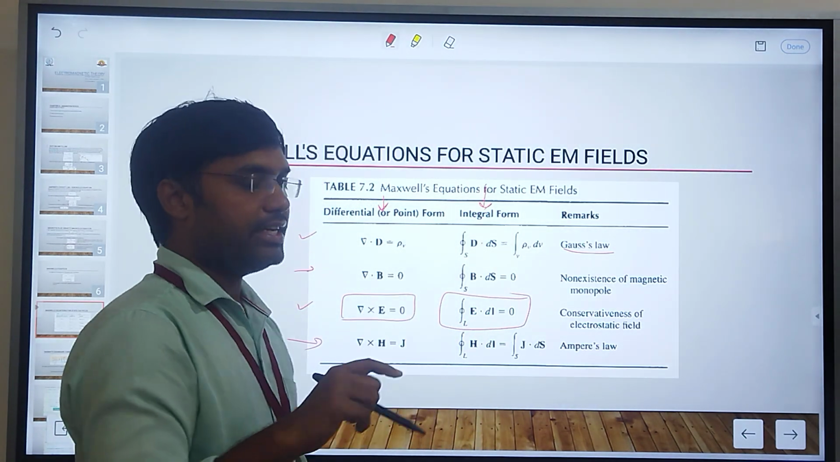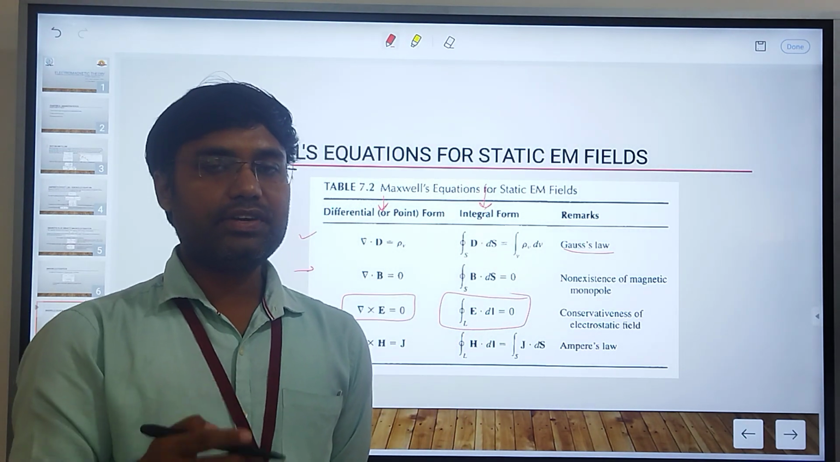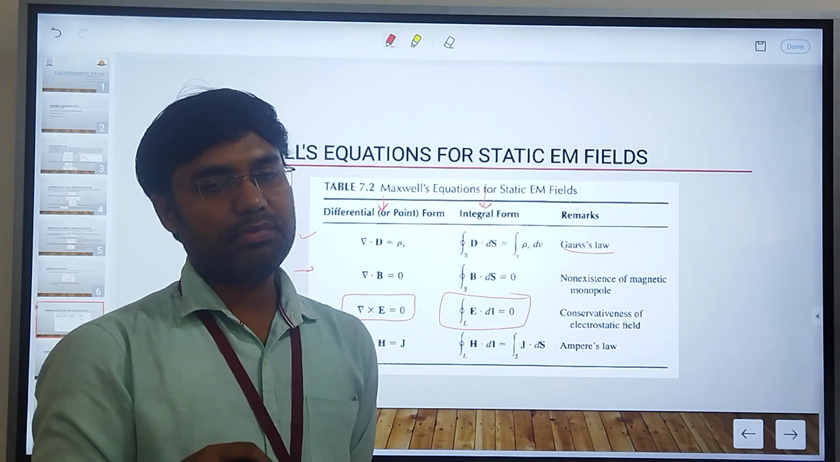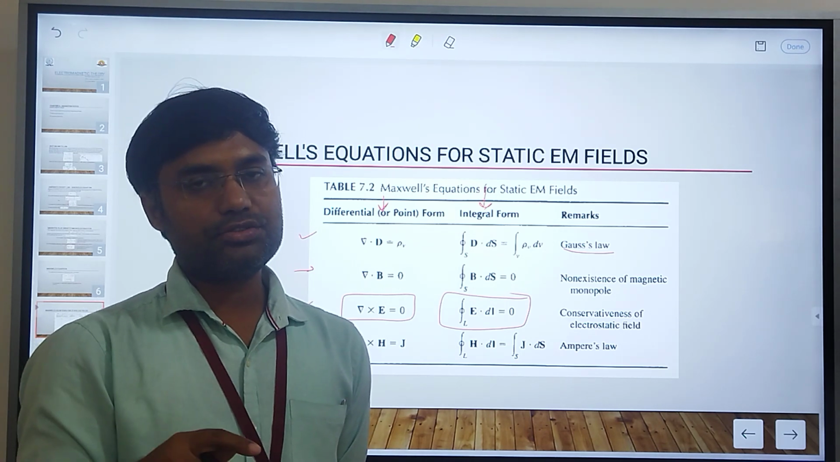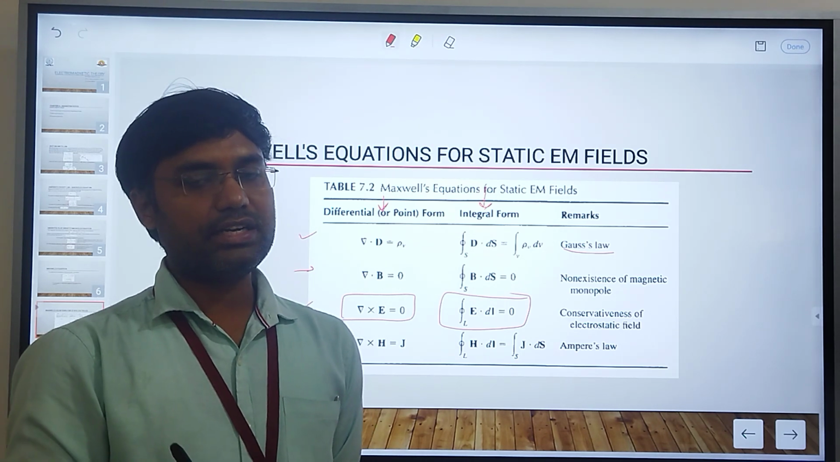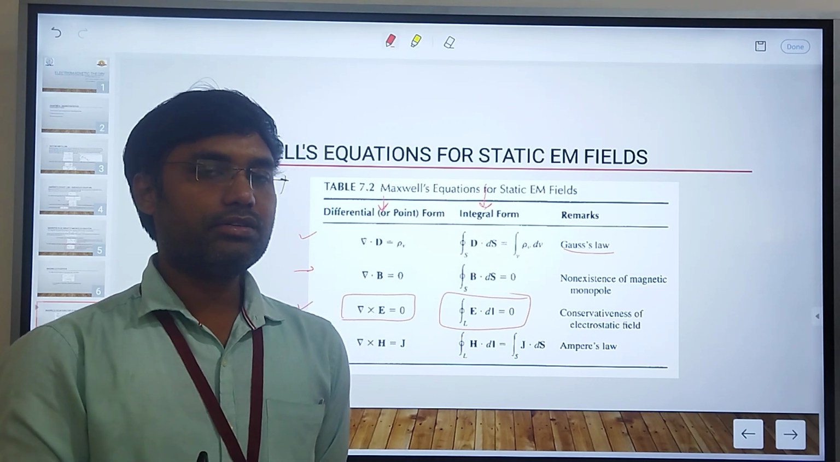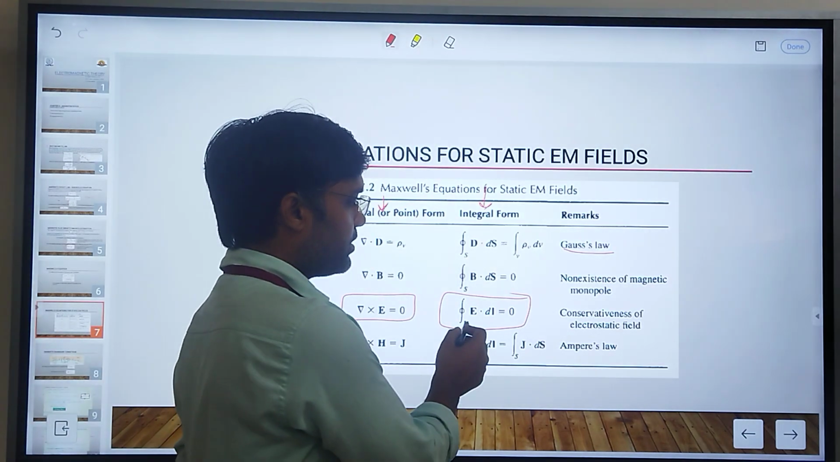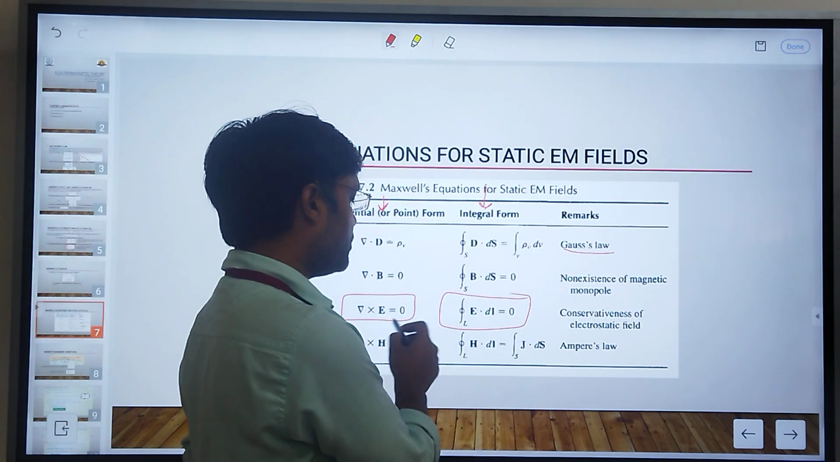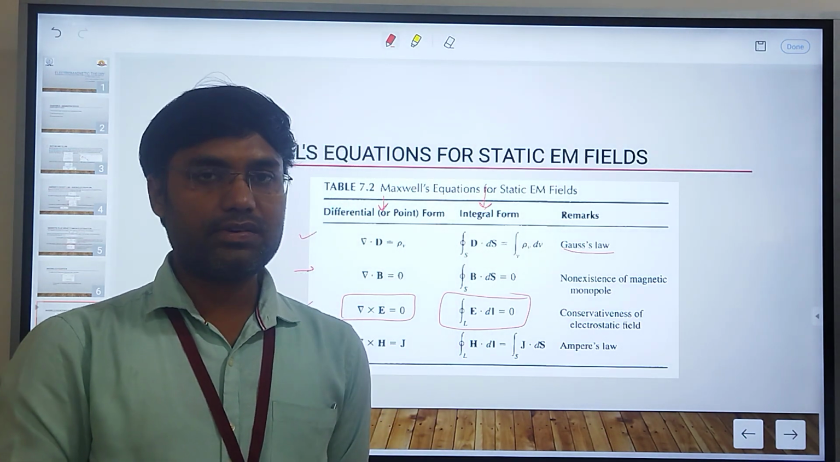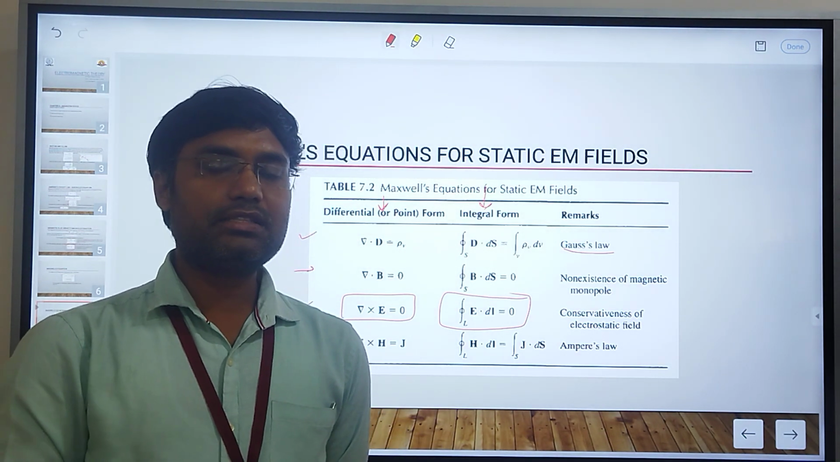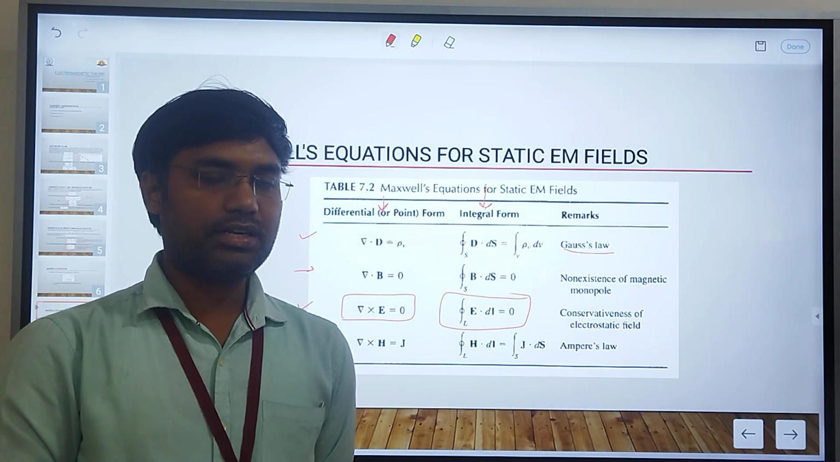We can say that for any closed path, the electric field intensity from path A to B and B to A should be equal to 0. The sum of electric field intensity around a closed path is equal to 0. So this represents the line integral of E dot dl equal to 0, or we can say curl of E equal to 0. So this represents the conservativeness of electrostatic fields.